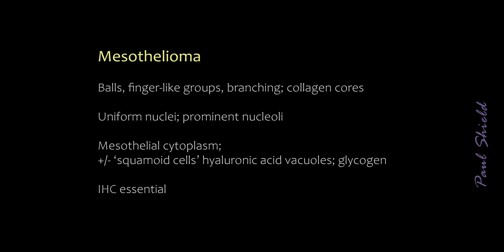So in summary, mesothelioma usually presents in balls and finger-like groups. They're often much more complex groups than are seen in reactive cases, so they have branching, more depth of focus, and much, much larger. Often you'll see collagen cores in them, which stain magenta on the diff-quick and a sort of aqua blue on the pap stain.